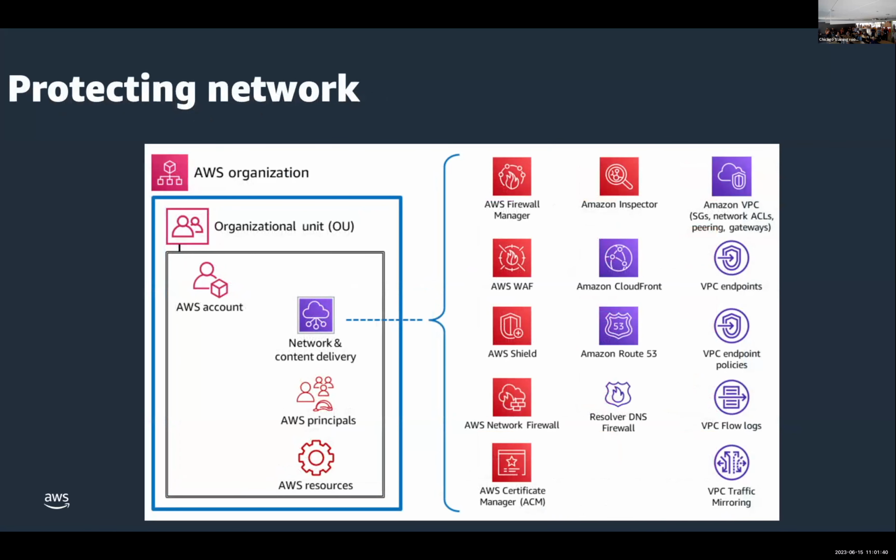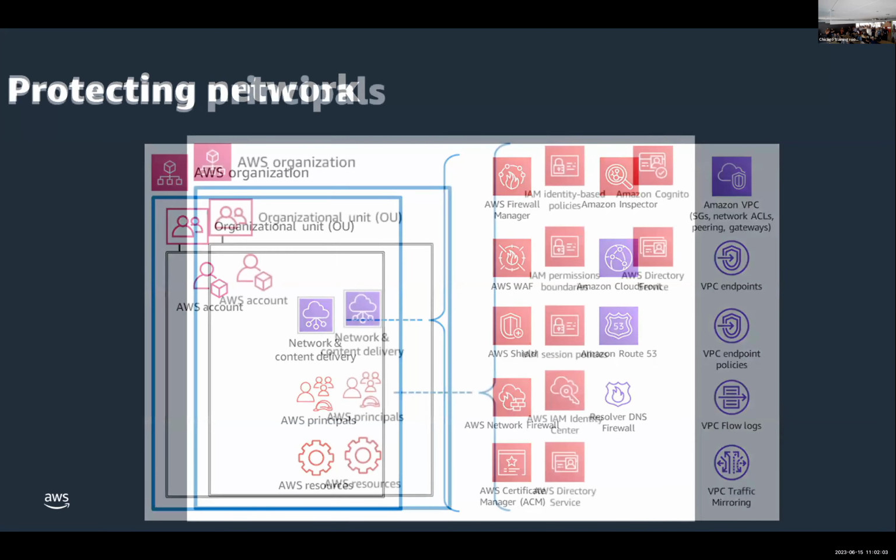And then moving to the network and content delivery, that's where you can see the different network security services, such as AWS Firewall Manager, which can help you set up some sort of a baseline for your security groups, for your web rules, and so on and so forth. AWS Shield, which can help you protect your workloads against DDoS attacks, together with other security services, such as the VPC endpoints that I covered earlier on.